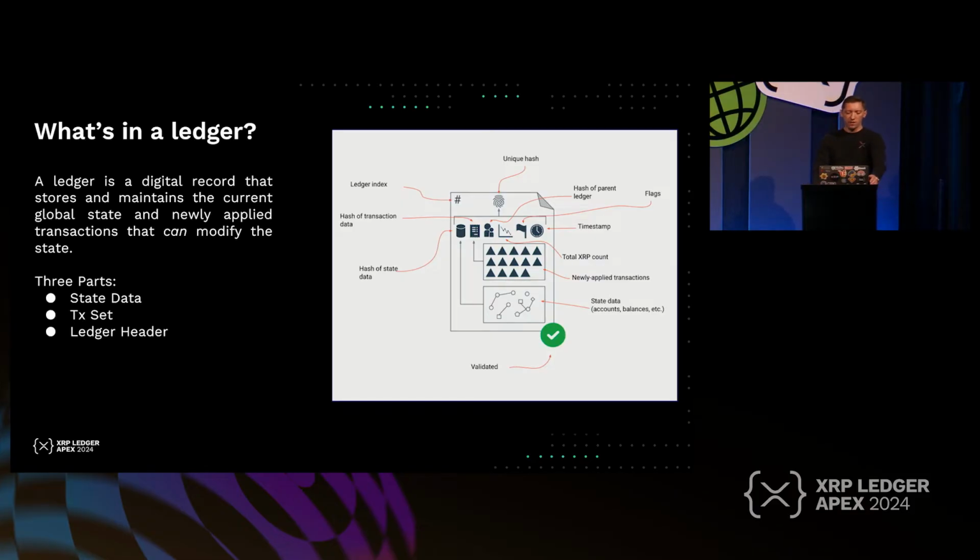This contains all of the active accounts, their balances, their settings. We also have order books and network settings and much more. The transaction set contains the newly applied transactions for that ledger. And the ledger header is basically connecting metadata to the ledger, and it contains information like the last ledger close time, the hash of the transaction set, and a timestamp, and much more.